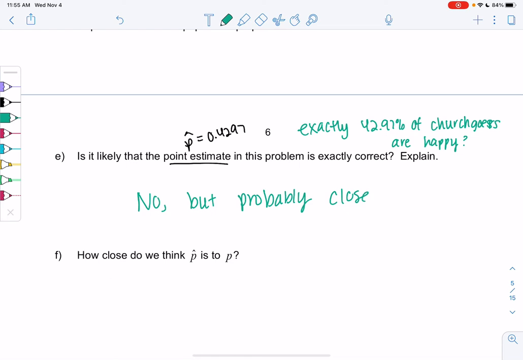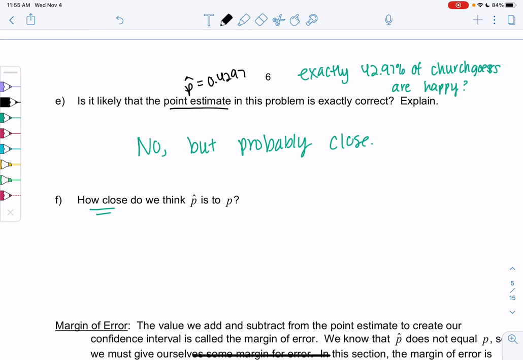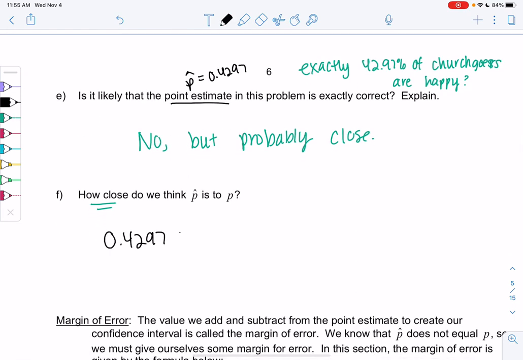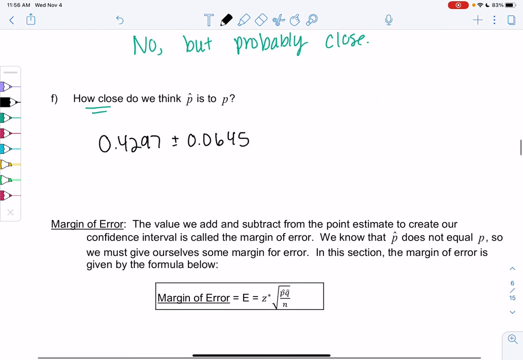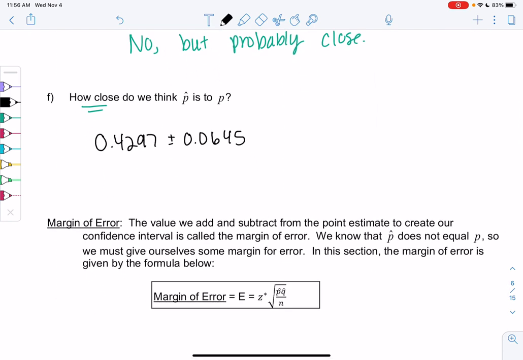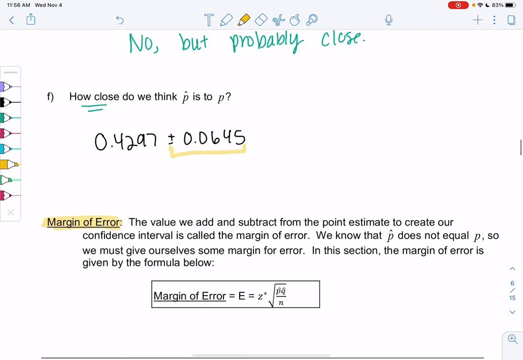And so let's finally answer that question of how close. So how close do we think p hat is to p? So our confidence interval, I'm just going to copy it down. It was 0.4297 plus or minus 0.0645, just from the previous page. And this actually tells us how close. So margin of error, this is a very important word in statistics, is the value we add and subtract from the point estimate, the 0.0645. We call this the margin of error.